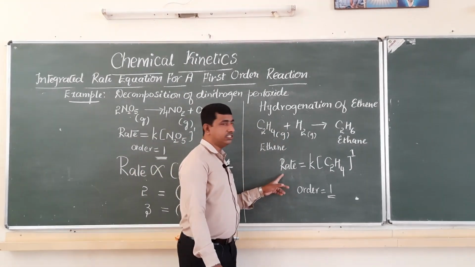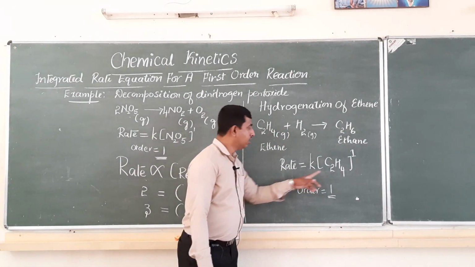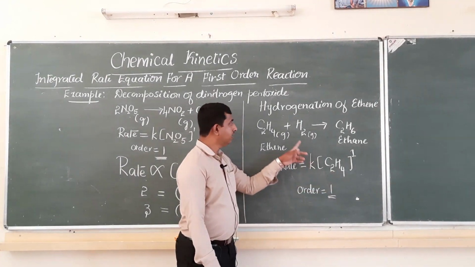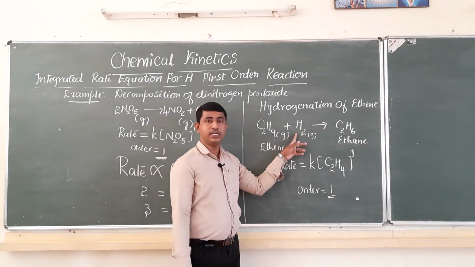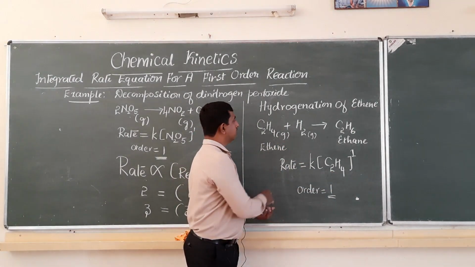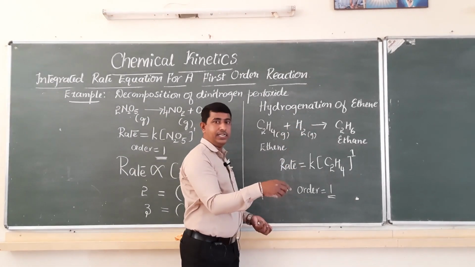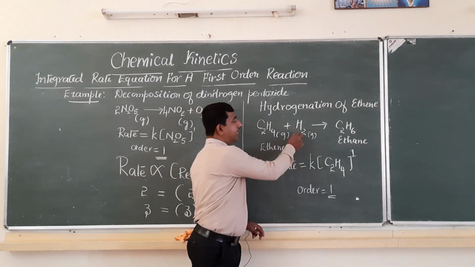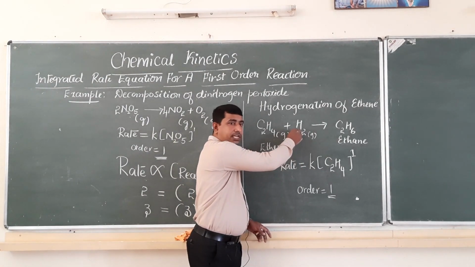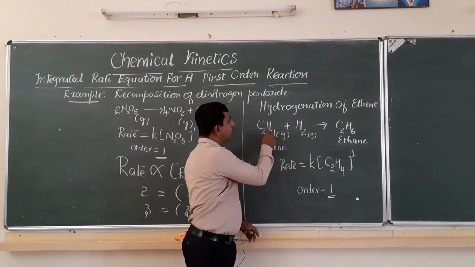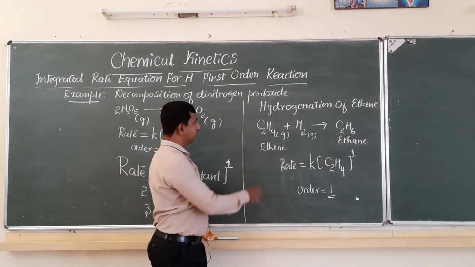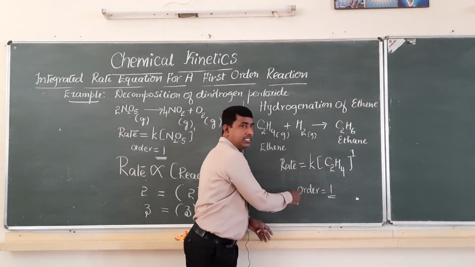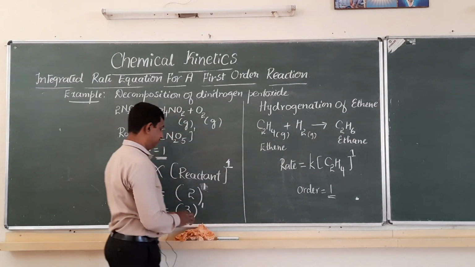Here in this reaction, the rate depends only on the concentration of ethene. The rate does not depend upon the concentration of hydrogen, because hydrogen is present in excess. So the rate does not depend upon the concentration of hydrogen. It depends only on the concentration of ethene. So it is a first order reaction.